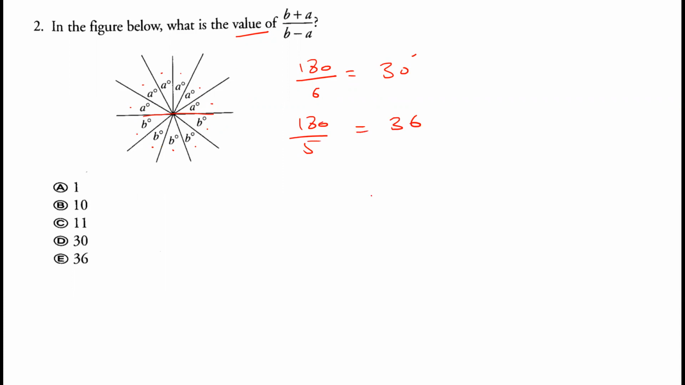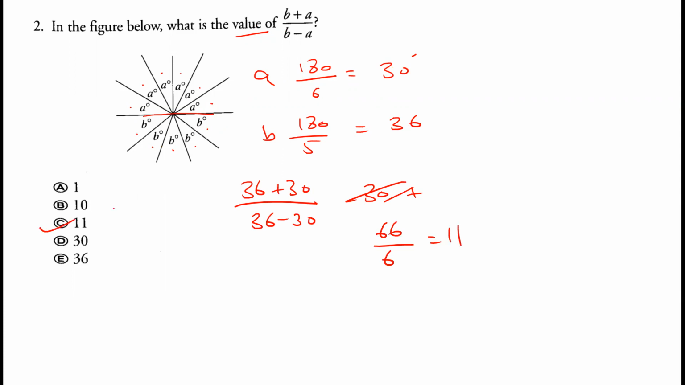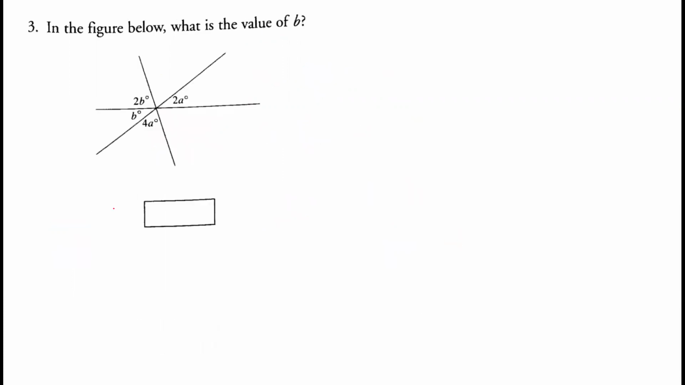Now B plus A, this would be B and this is your A. So B plus A would be 36 plus 30, divided by B minus A, that would be 36 minus 30. So 66 divided by 6 equals 11. So option C is correct.